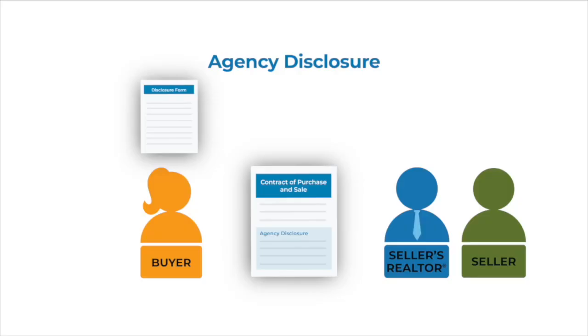The unrepresented party initials the appropriate box on the contract of purchase and sale residential to acknowledge that there is no agency relationship and that appropriate disclosure has been made to them.